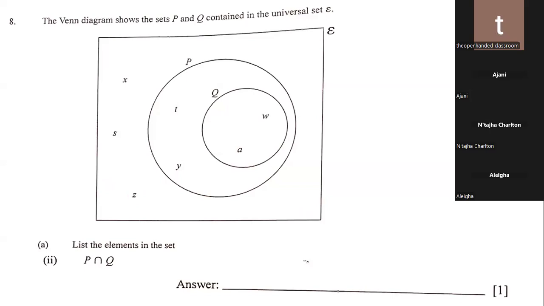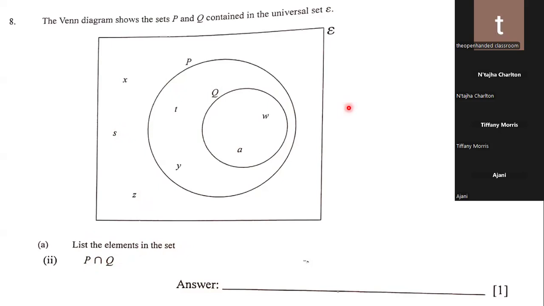The question says, write this down for me, please. The Venn diagram shows the sets P and Q contained in the universal set. This is a symbol for the universal set. Then we have the set P, and then we have the set Q, and we have X, S, and Z. It says list the elements in the set P intersect Q.